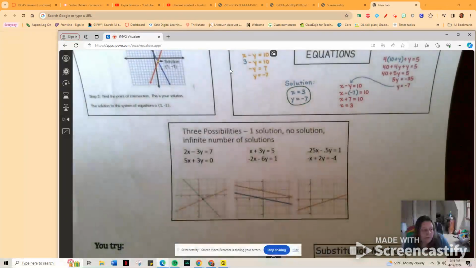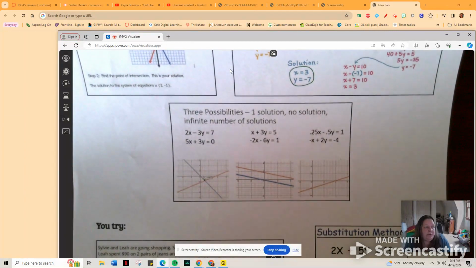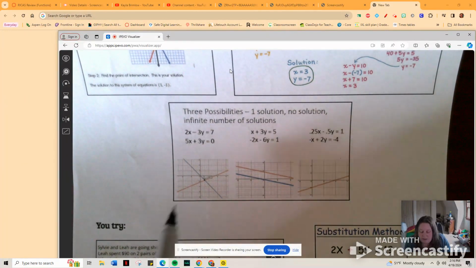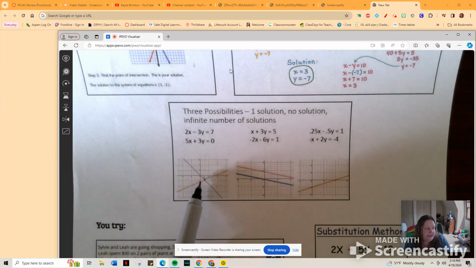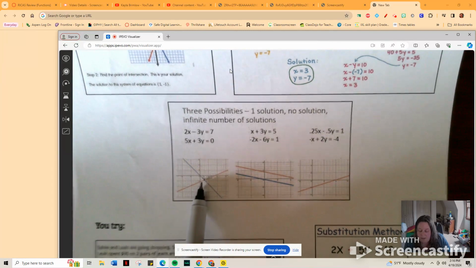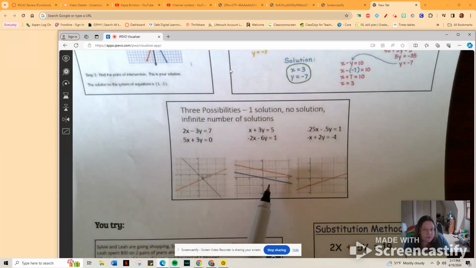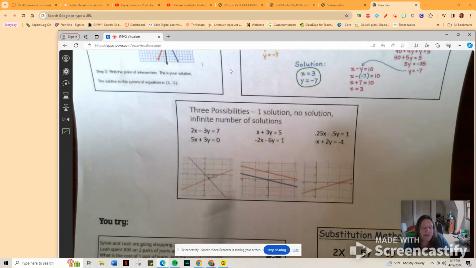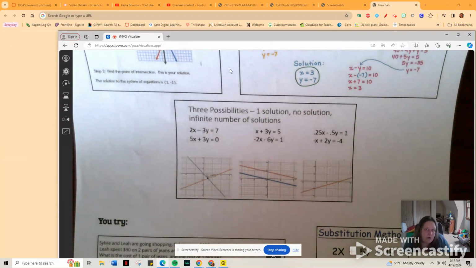So when we are looking at systems of equations, there are 3 possible solutions. One solution, meaning the lines intersect at one point and share one common ordered pair. It could have no solution, where the lines are parallel and they have no common solution or ordered pair. And then infinite solutions is where the lines overlap one another and share every ordered pair together. They're the same thing.